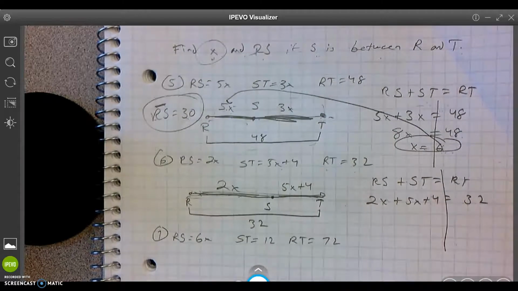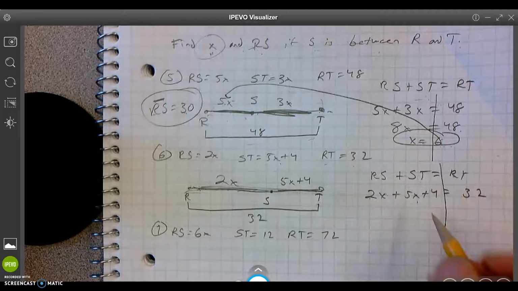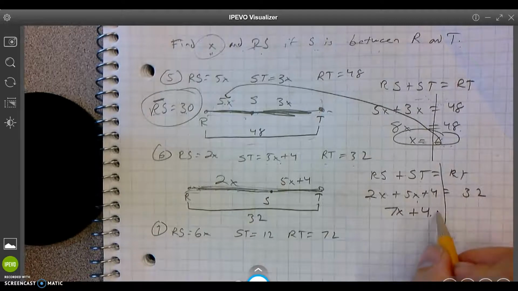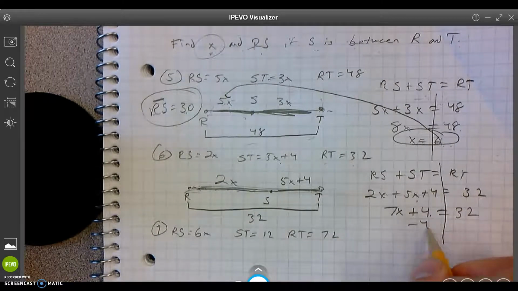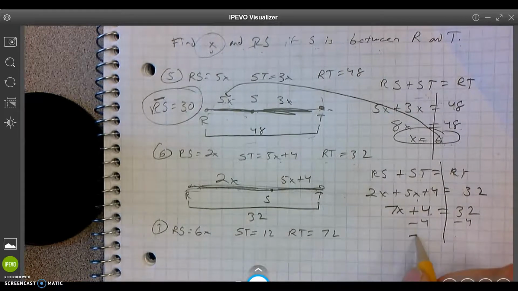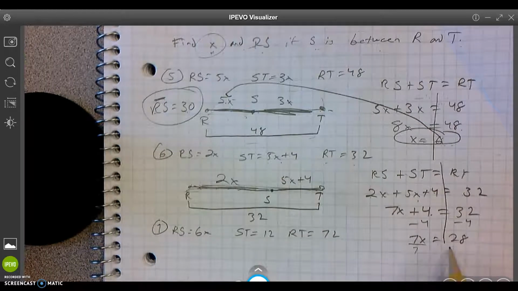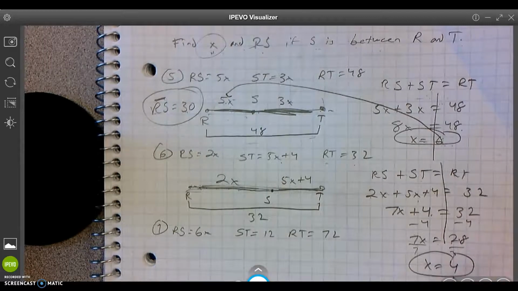Put a line right down there. Okay, let's combine like terms. 2x plus 5x, 7x. Don't forget that plus 4 equals 32. What am I going to do next? Yeah, subtract 4 from both sides. 7x equals 28. Yeah, you can divide by 7, but you can do it in your head. 7 times what is 28? Yeah, that's 4. Or 28 divided by 7 is also 4. Cool. Okay, so x is 4 for number 6.